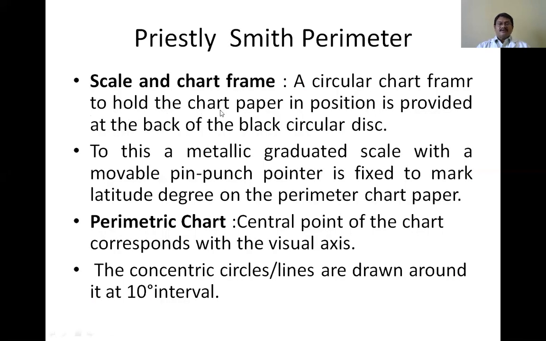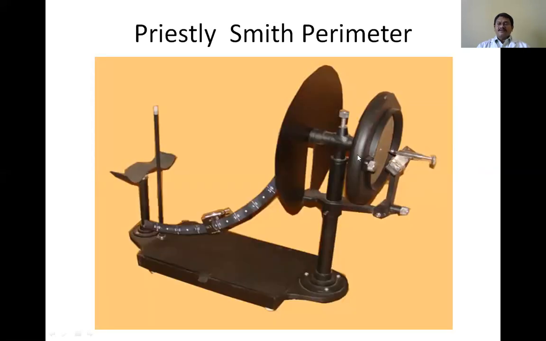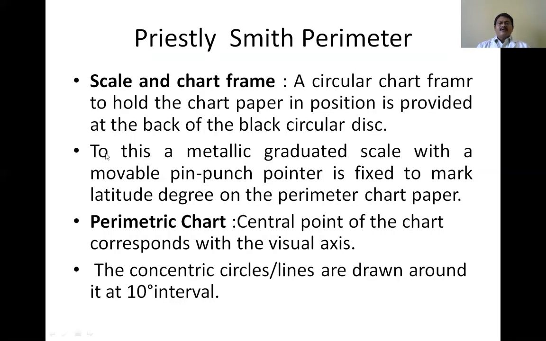There is also a circular chart frame to hold the chart paper in position, with a black circular backing. This is the chart holder, where you can open the screw and fix the chart in such a way that you can mark on it. The metallic graduated scale is immovable, and the pin punch point is fixed to mark the latitude on the perimeter chart.